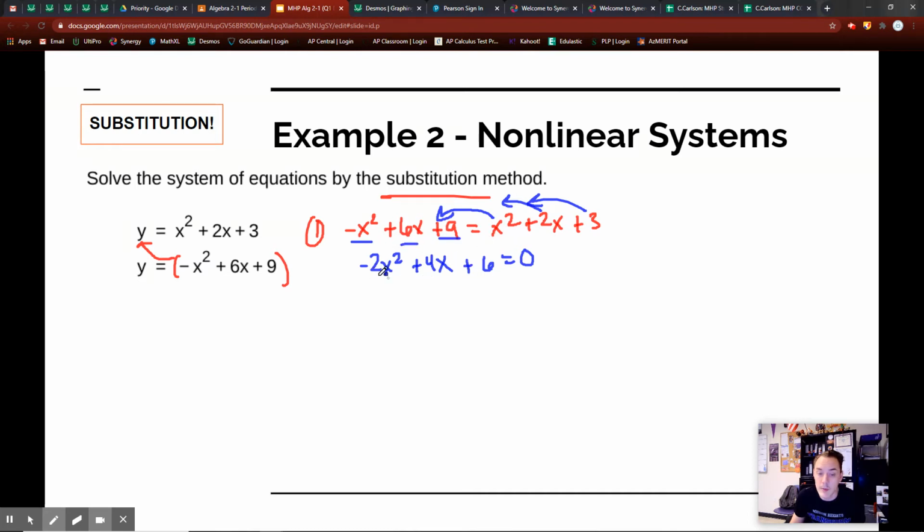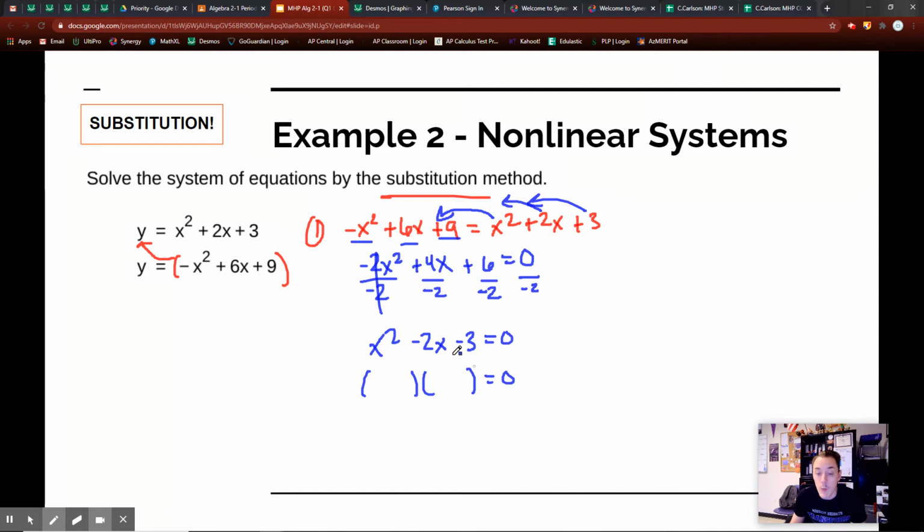Everything can be divisible by negative 1. I don't want that negative there, so I want to divide everything by negative 1. I also want to divide everything by 2. So that means I want to divide everything by a negative 2. What I do to one side, I have to do to the other. I'm left with x squared minus 2x minus 3 equals 0. I can do that in math. So now I can actually factor this. This is my basic template.